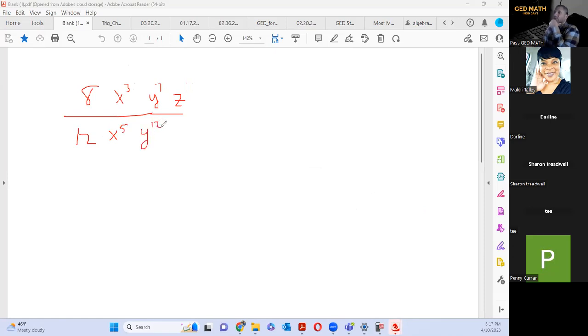y to the 12th, e to the third. How would we do something like this? Okay, it's dividing, so it's division. When you have exponents with the same base, what are you going to do? Subtract. You're going to subtract.